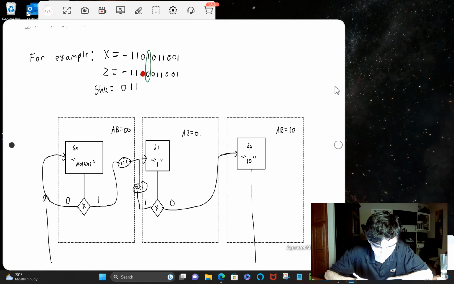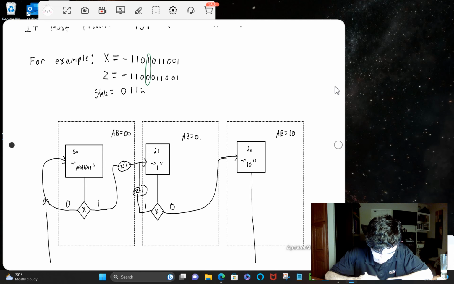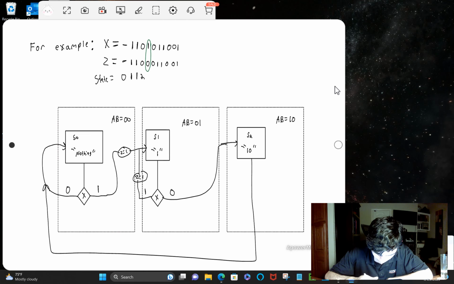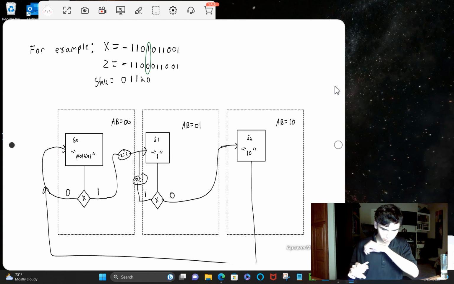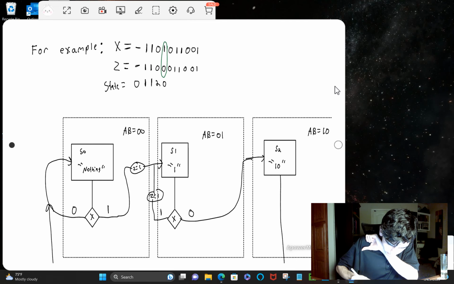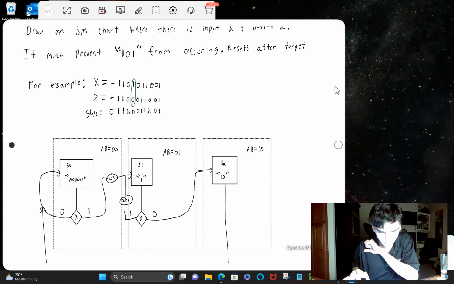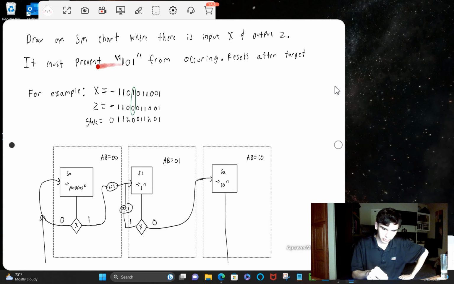1. Okay, we're at S1. We go to 0. We go to S2. Nothing in the link, so Z is 0 right there. State 2. X is a 1. So regardless of whether or not X is a 1, it's going to be 0 and it's going to reset. So it goes back to state 0. We get a 0 again, so still in state 0, state 1, state 1, and state 2, 0, 1, and yeah, that's how you do that. So in your test, you're going to have a problem very similar to this.